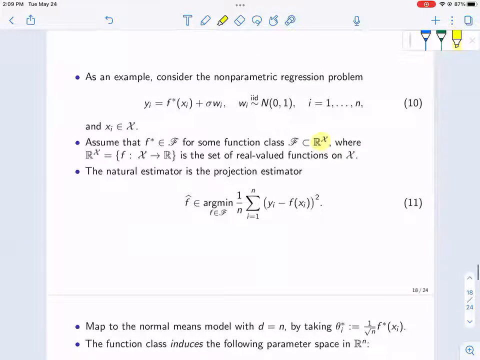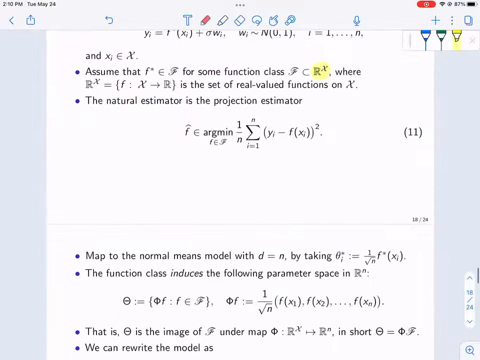This turns out to be also the maximum likelihood estimator. If sigma is known, if you try to maximize the likelihood, that's what you get under the Gaussian setting. So this is also the MLE under the Gaussian assumption on the noise, with known variance.